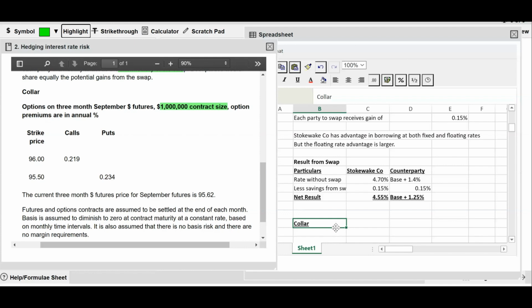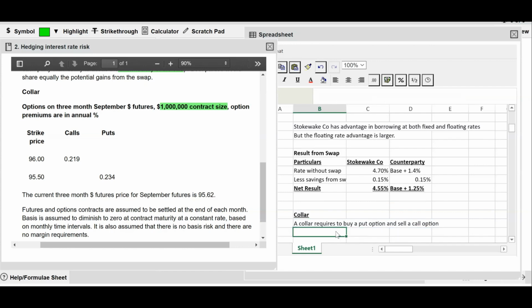We're going to sell it. So let's document that. A collar requires buying a put option and selling a call option. Now here the put is only available at one strike price, which is 95.5.